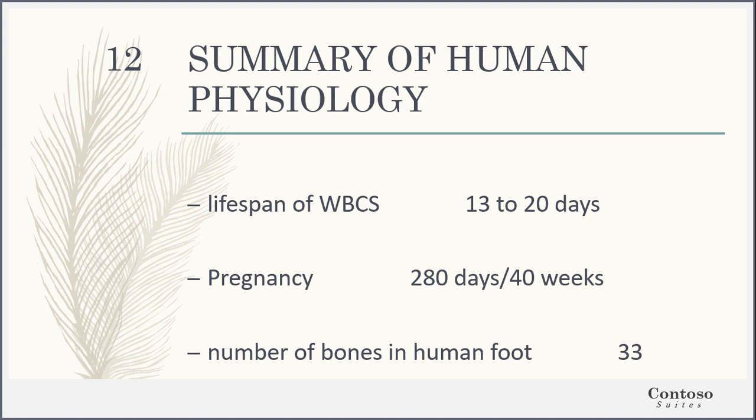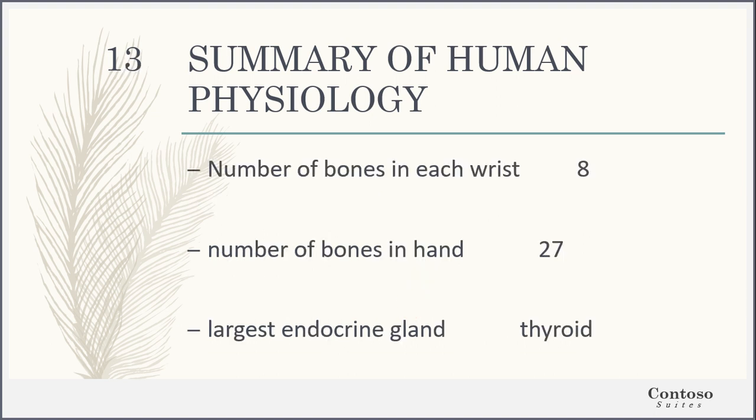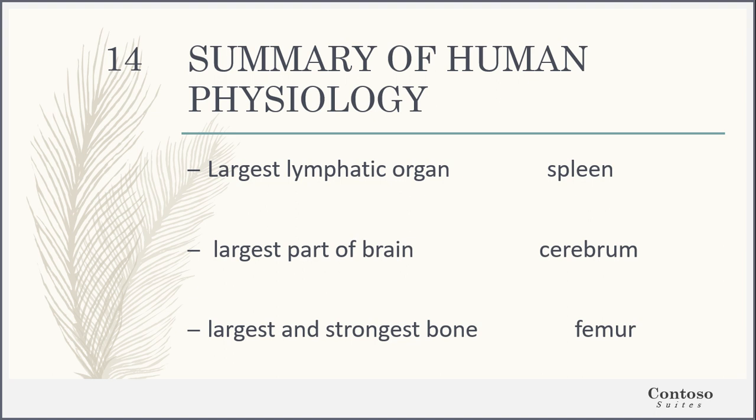Now let us move towards the next one liner, that is that the time span for a pregnancy is 40 weeks or 280 days or 9 months. The number of bones in the human foot is 33. The number of bones in each wrist is 8. The number of bones in the human hand is 27. The largest endocrine gland is the thyroid gland. The largest lymphatic organ is the spleen.